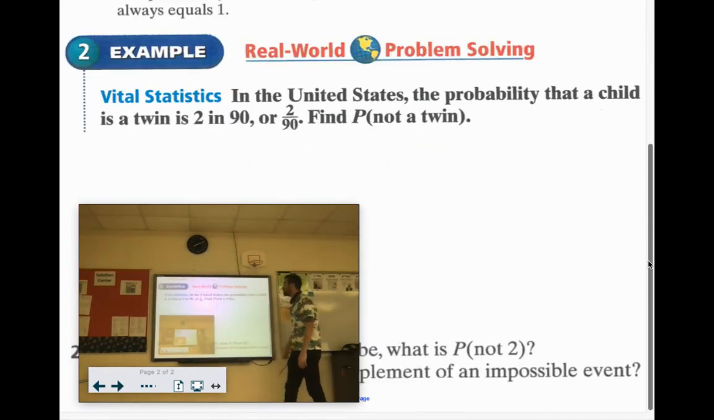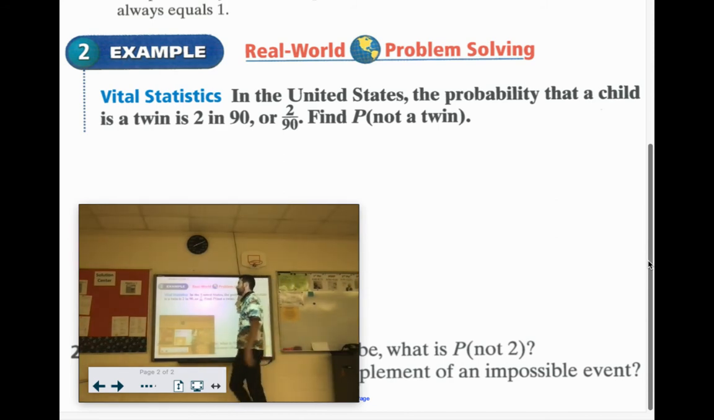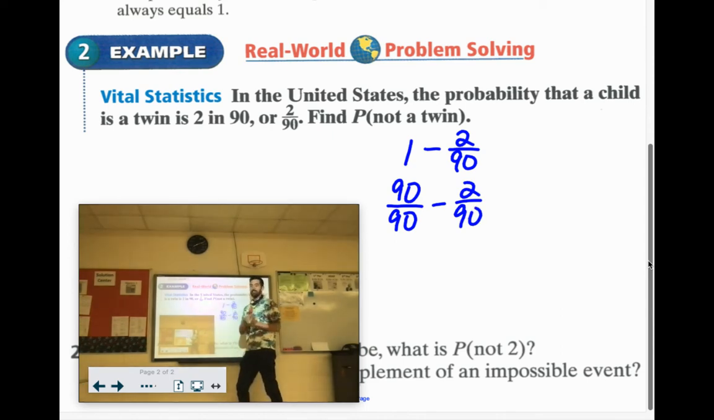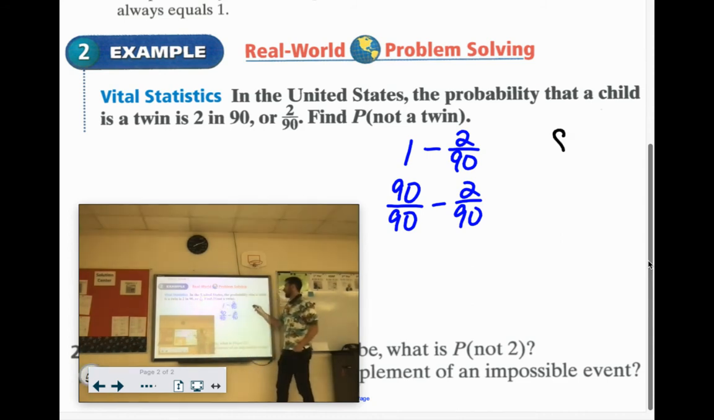In the United States, the probability that a child is a twin is 2 in 90 or 2 over 90. Find the probability that it isn't a twin. So the book will show you the way of doing 1 minus 2 over 90. So 90 over 90 minus 2 over 90. But again, we're just looking for the other end of it. So if 2 out of the 90 are a twin, that leaves 88 out of the 90 that are not a twin.